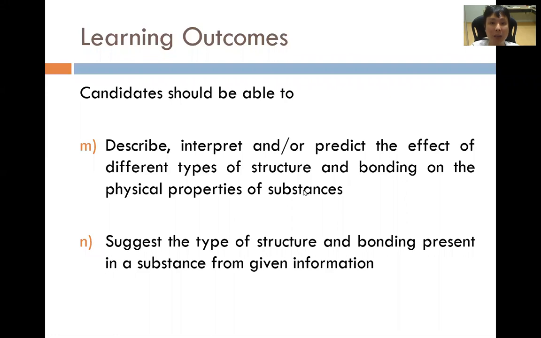And in this final lecture of this topic, we will be applying what we learned from learning outcome M to be able to suggest the type of structure and bonding present in a substance from given information. So after many lectures, we have finally come to the last learning outcome, where we'll finally wrap up the topic of chemical bonding, a very long chapter indeed. Okay, so let's start with the questions.